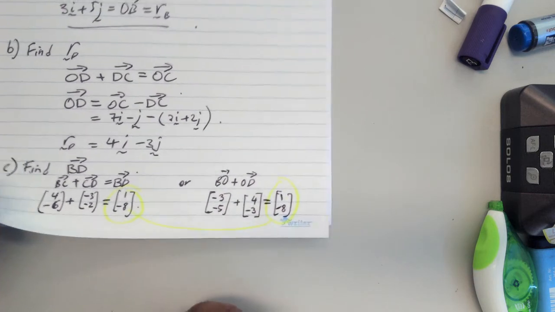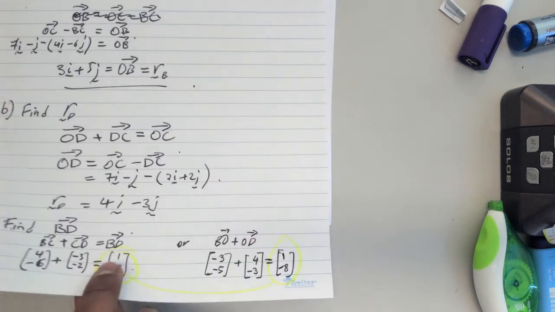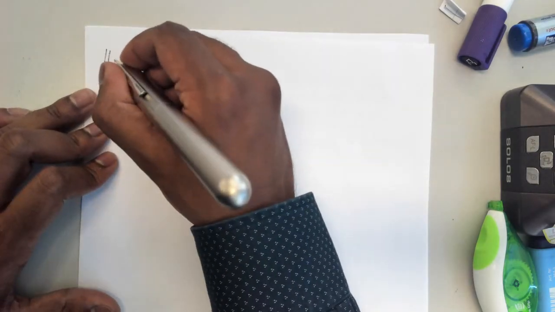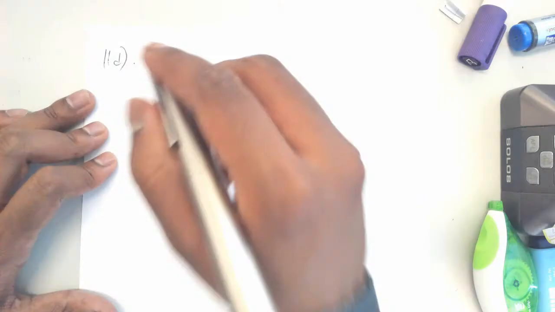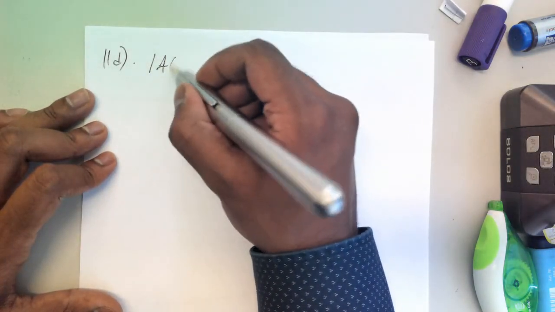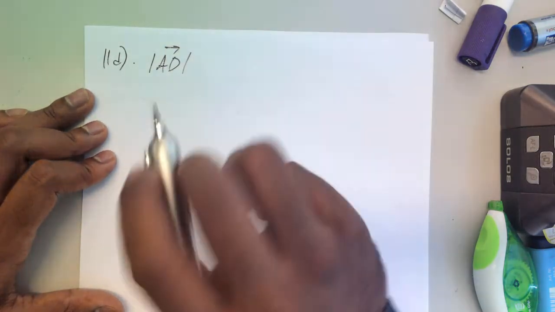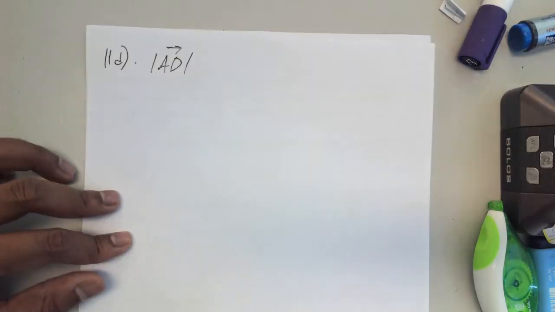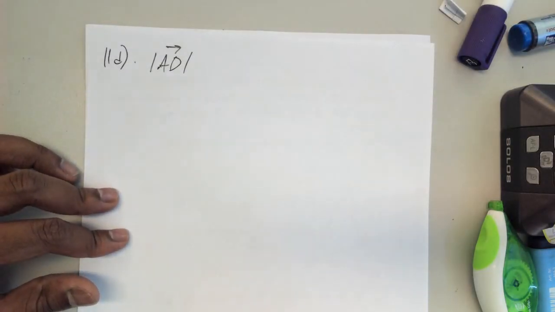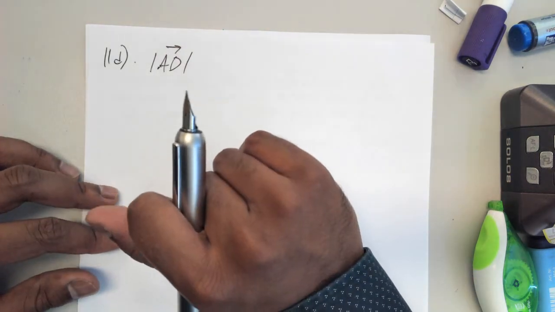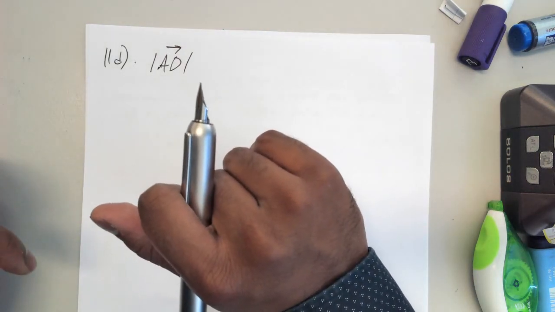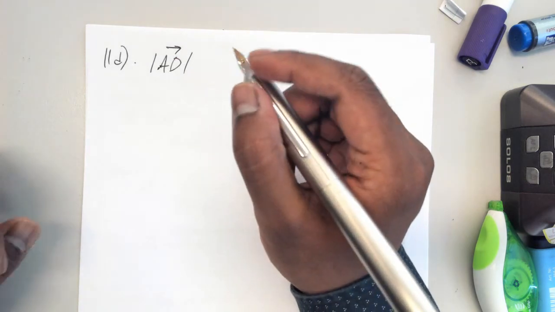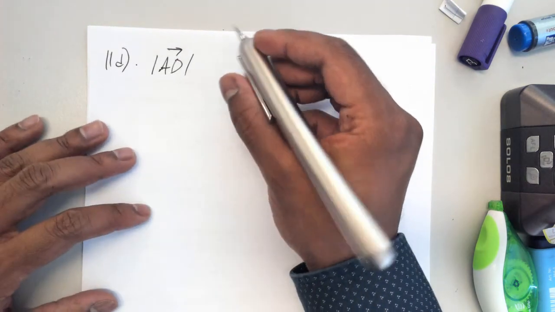So we've got the last one, D. Question 11D. We need to find the magnitude of AD. What is one possible way to go from A to D using vectors? Riley? AO to OD is correct.